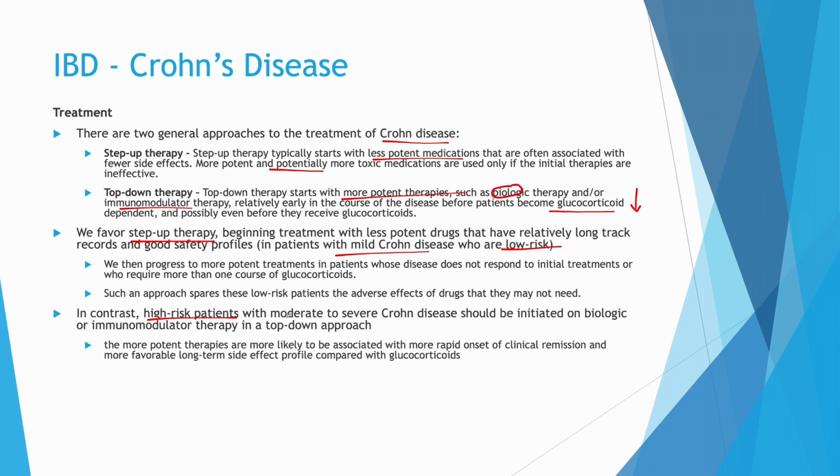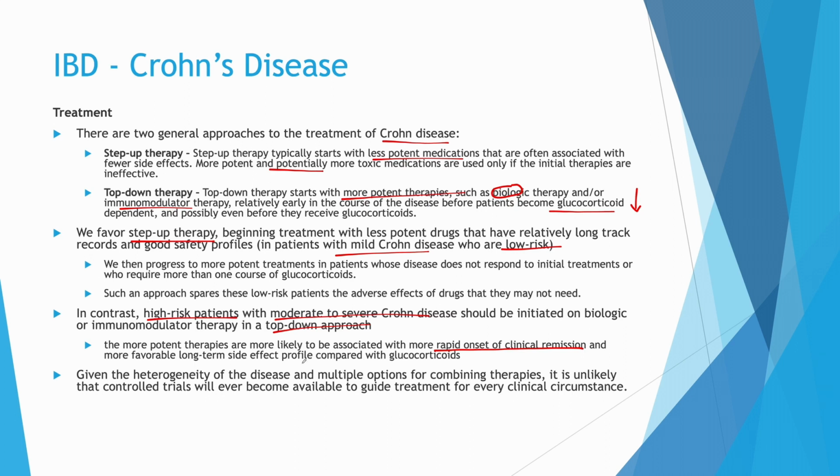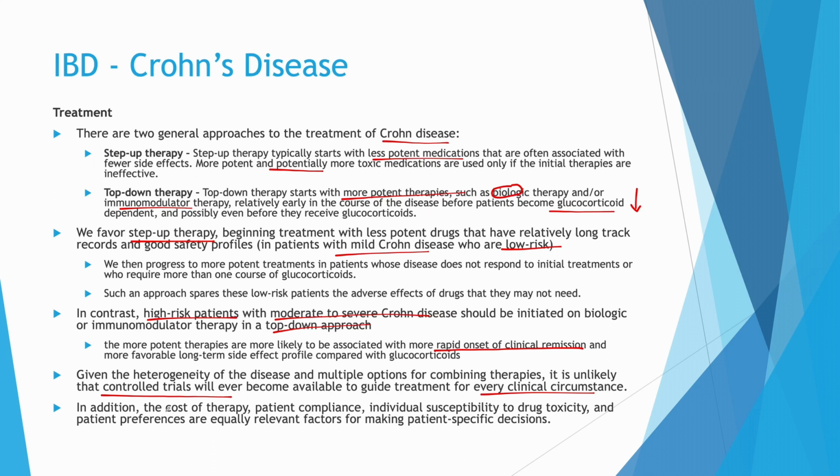High-risk patients, however, and moderate to severe Crohn's disease should be treated with a top-down approach, which makes sense, right? So we want to get those medicines in quickly. We want to get them more rapidly to clinical remission to get them off steroids. It's difficult, right? This is a case-by-case basis. There's not one size fits all, so it's not likely that there will ever be controlled trials that give us an algorithm for every clinical circumstance. We also have to consider cost of therapy, patient compliance, and susceptibility to drug toxicities. Those are all factors that we have to consider when prescribing these medications.